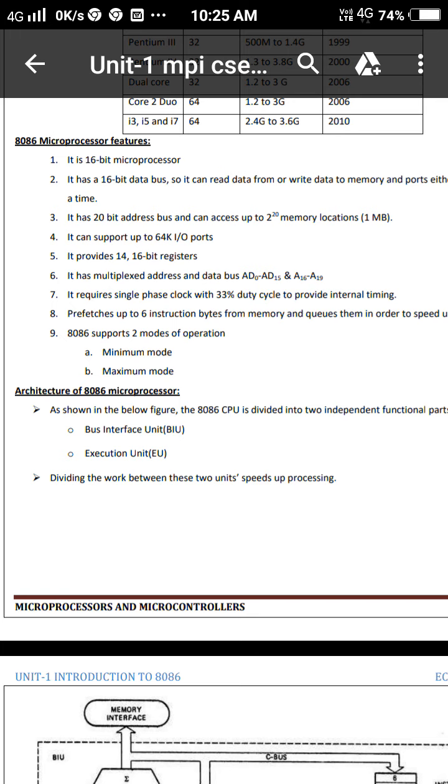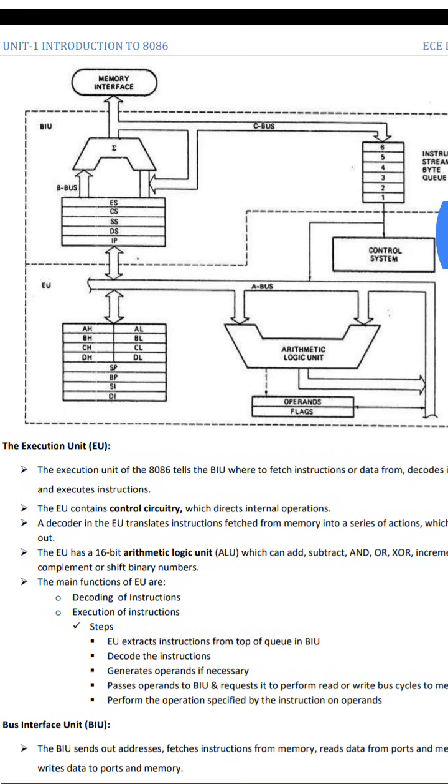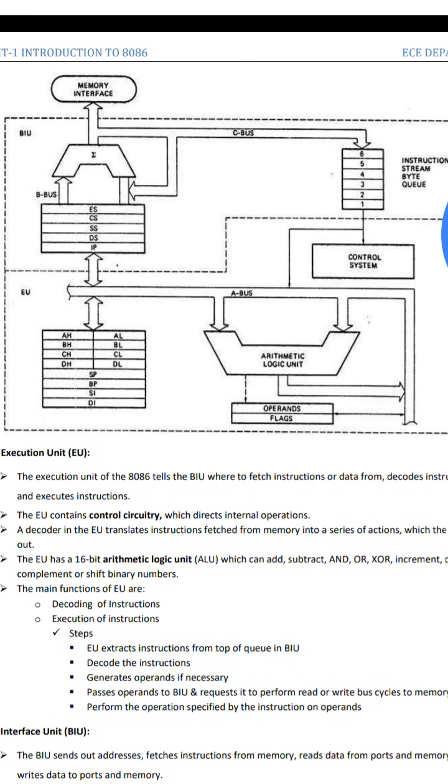Now let us see what is the 8086 microprocessor architecture. The architecture has been divided into two parts, that is bus interface unit and the execution unit. Just the same as we have studied in 8088 microprocessor. Now you can see the diagram on the screen. The upper unit is the bus interface unit and the lower unit is the execution unit. First of all we will see the bus interface unit.